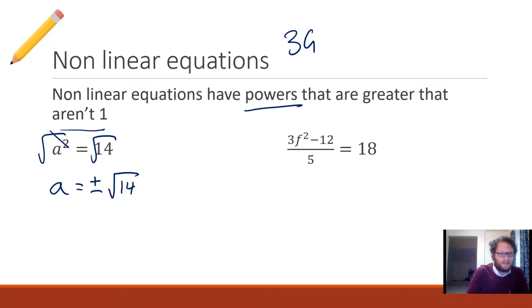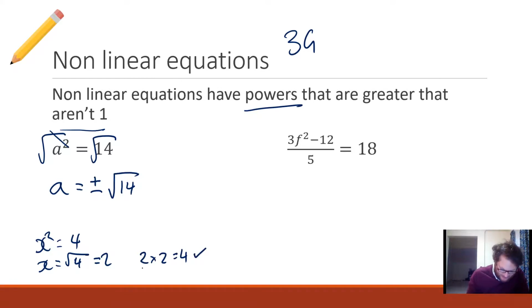The reason we're going to do that is because, for example, if I said x squared equals 4, and x equals the square root of 4, which is 2, that's correct, because 2 times 2 equals 4.